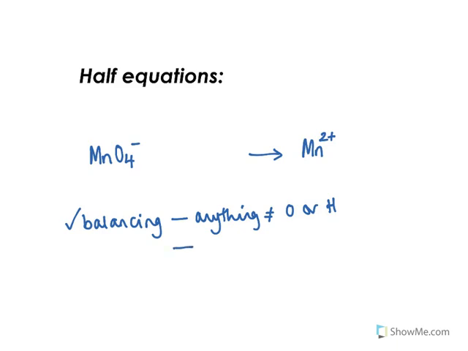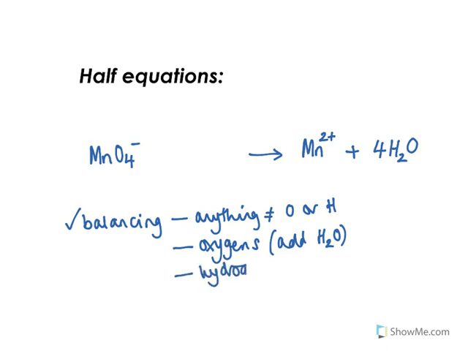The second thing that you balance is oxygens. And to balance the oxygen, add water to one side or the other. So in this example, we've got 4 oxygens on the left-hand side and none so far on the right-hand side. So I'm going to add water, and I would need to add 4 lots of water to get the oxygens to balance out. The third thing we balance then is hydrogens. And to balance the hydrogens, we assume acidic conditions. So add H plus to whichever side needs more hydrogens.